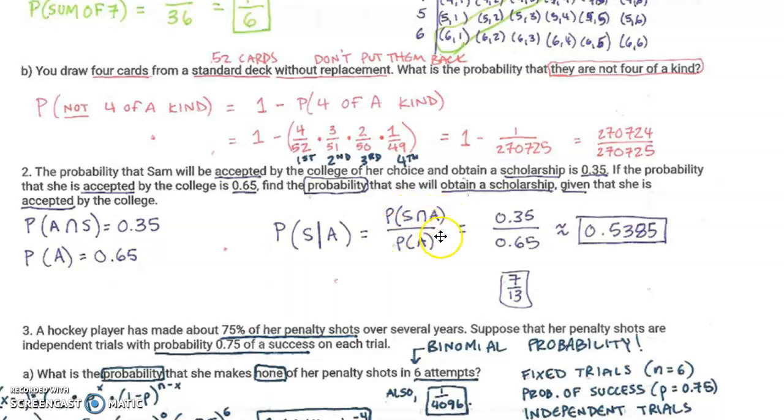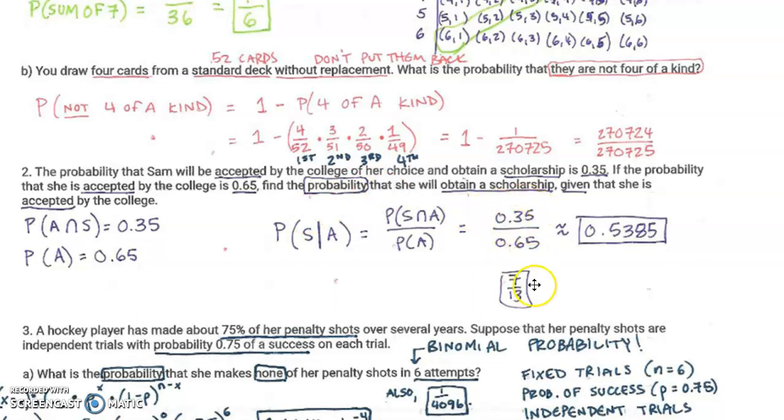S and A, divided by the probability of that given event, which is A in this case. We have both of these. A and S is the same as S and A because if 2 events happen at the same time, it doesn't really matter which one is written first. So that's 0.35, and I know the probability of A is 0.65. This was just a plug-in question.